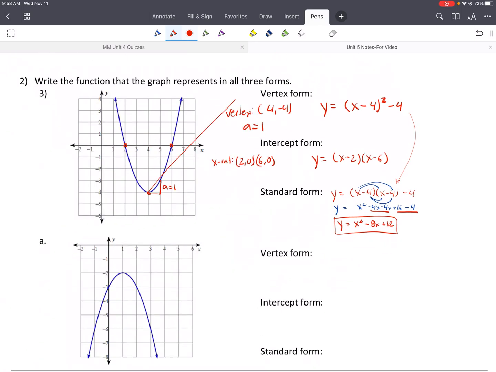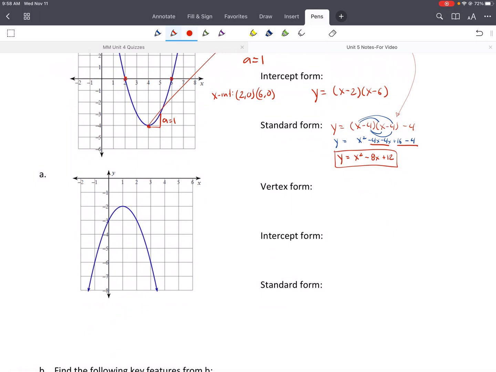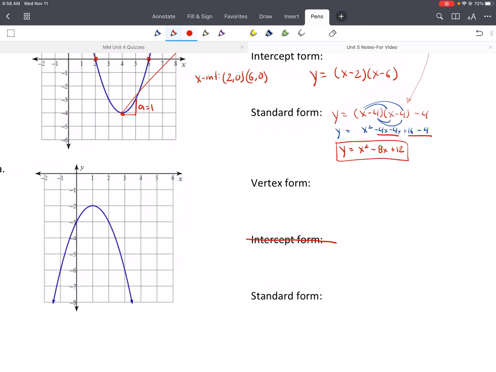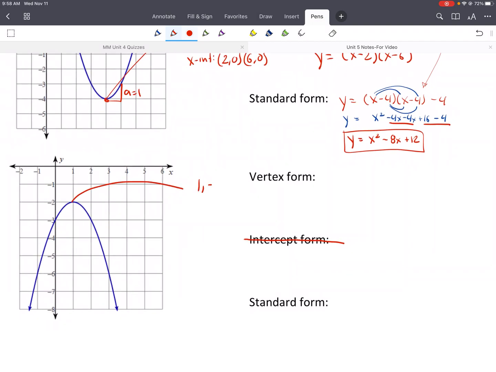All right, so give the next one a try, see what you can come up with. Hint, intercept form will not work because we don't have any intercepts, okay? So just come up with the vertex form and then switch it into standard form. So vertex here would be 1, negative 2. A here, we'd go over 1, down 1, so A would be a negative 1. So y is equal to a, which is negative 1, x minus h squared plus k.